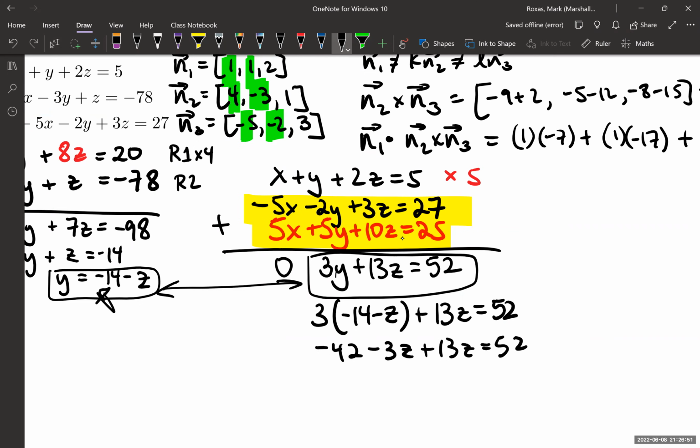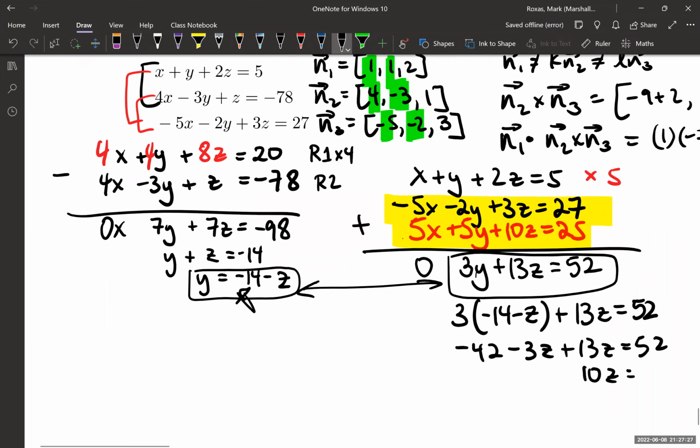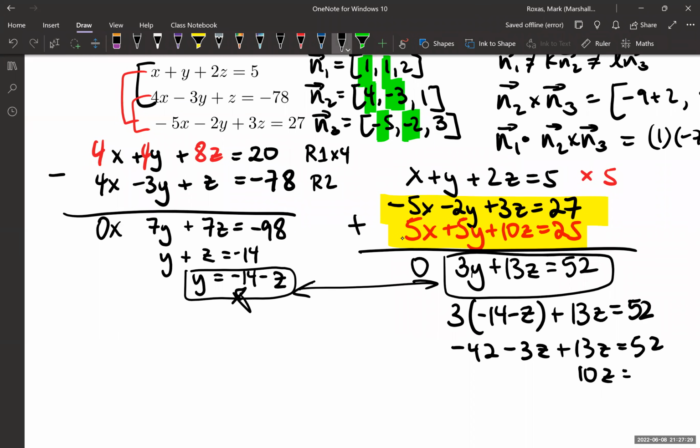Minus 3 plus 13 is 10z, and 52 plus 42, if I did this right, wait a minute. Oh, I knew there was a mistake. Okay, I caught the mistake.